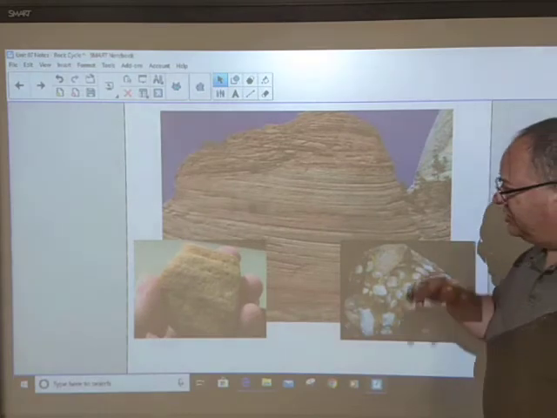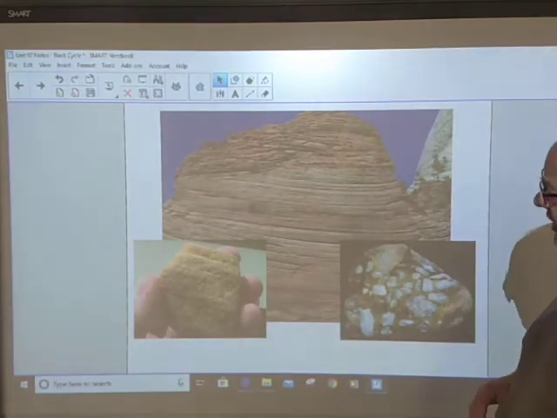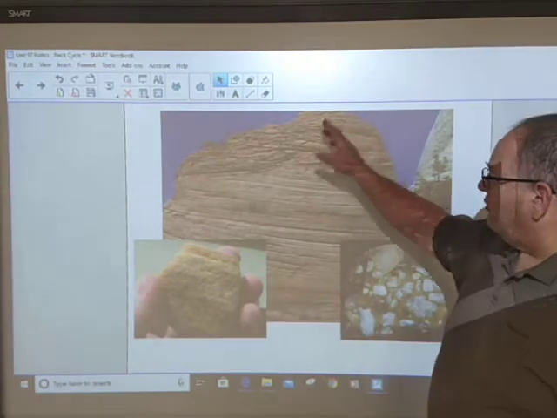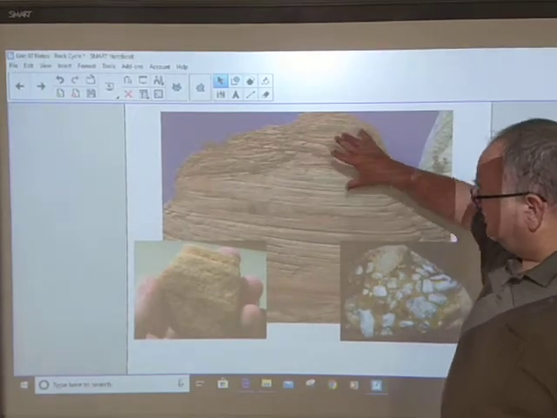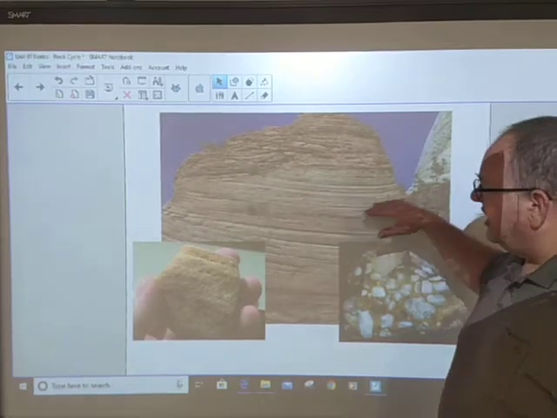So a couple of pictures here. Hopefully it shows up on the screen okay. So here's a rock formation. I mean, these are trees in the background to give you an idea how big this is. But you can see these layers.